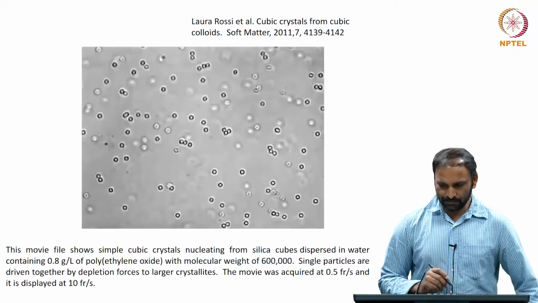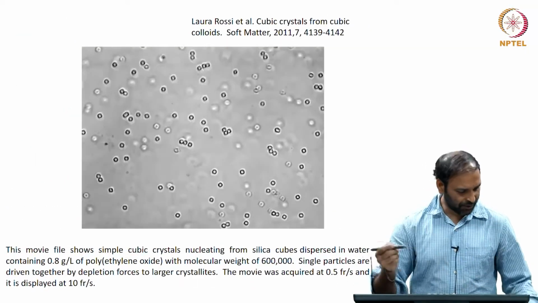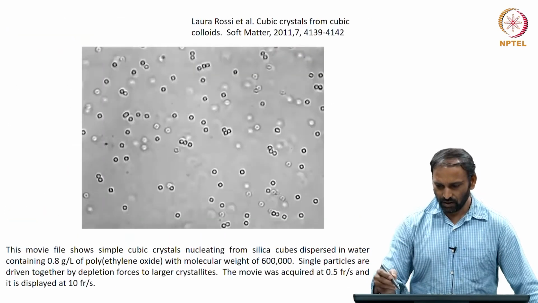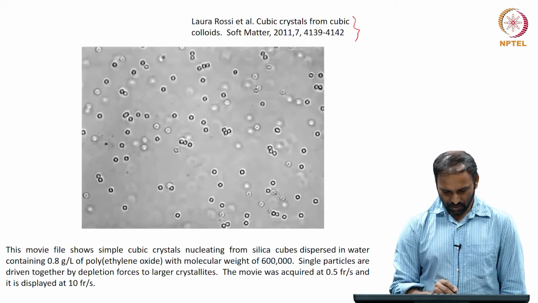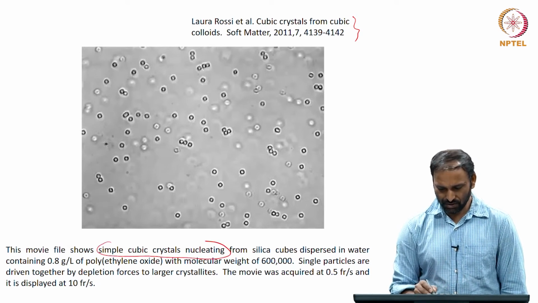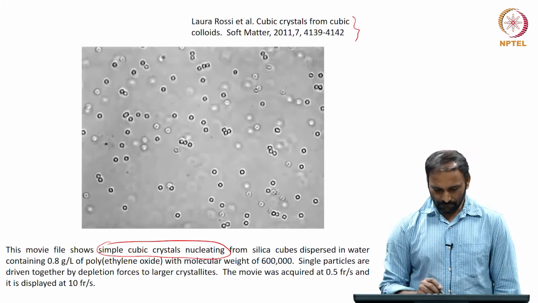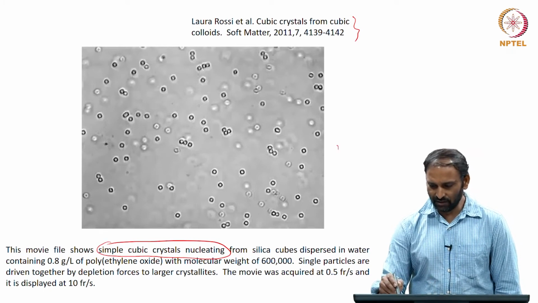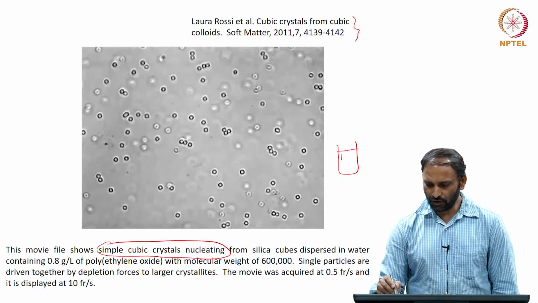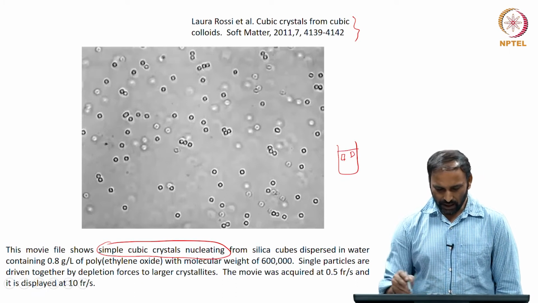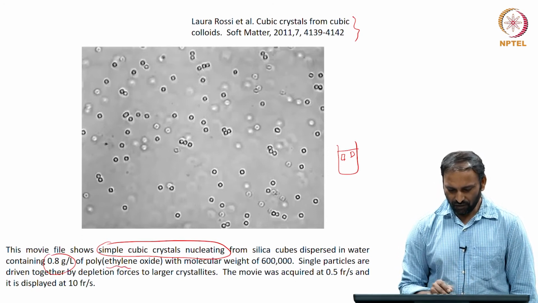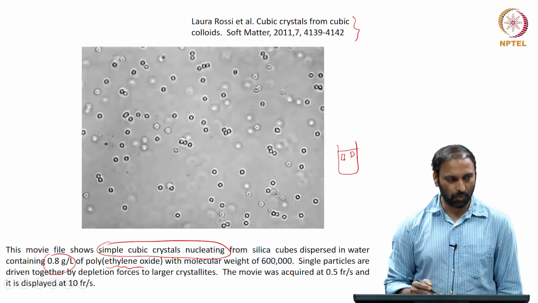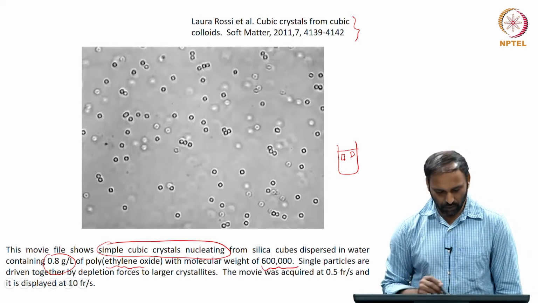I have a recent paper, some nice work. What they have is a movie. It shows the formation of cubic crystals. The way this is done is they have a dispersion of cube-like particles, and to that they add 0.8 grams per liter of PEO, polyethylene oxide, a polymer, of a certain molecular weight.